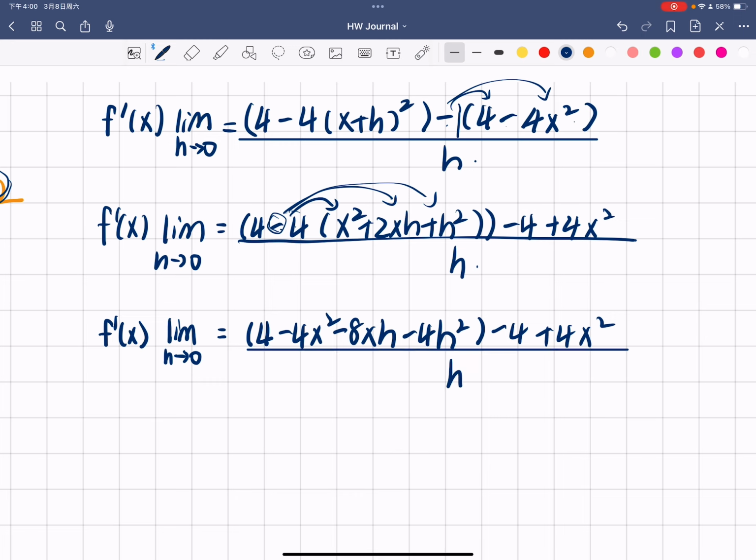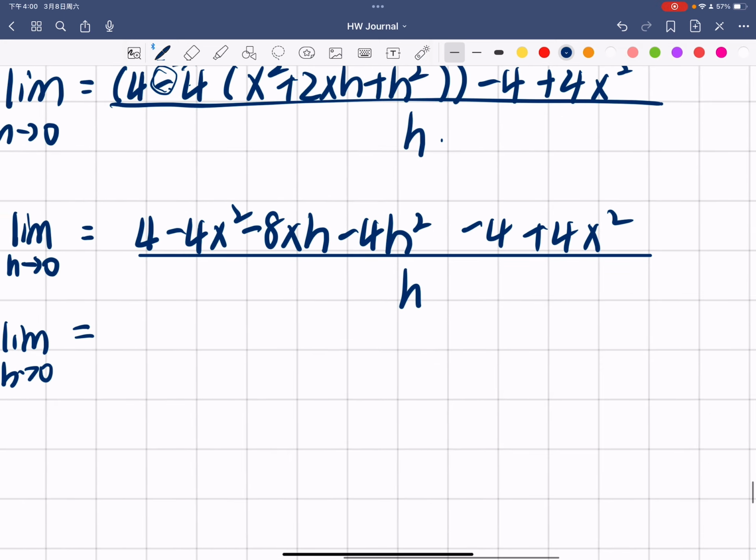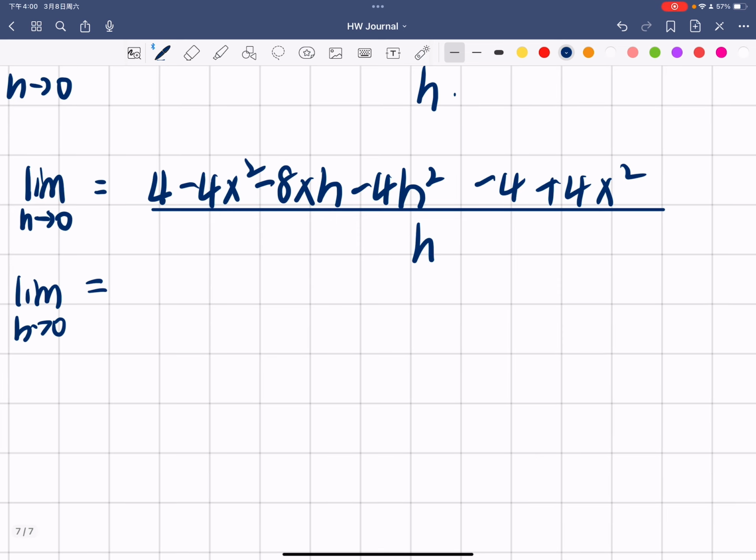Okay, keep going. F prime of x, limit as h goes towards 0. In this case, we don't need the parentheses anymore because the signs are correct. The reason I'm using parentheses is to differentiate the two terms, and also to keep track of the sign changes, which makes it easier for me. I just don't want to make any errors along with my calculation.